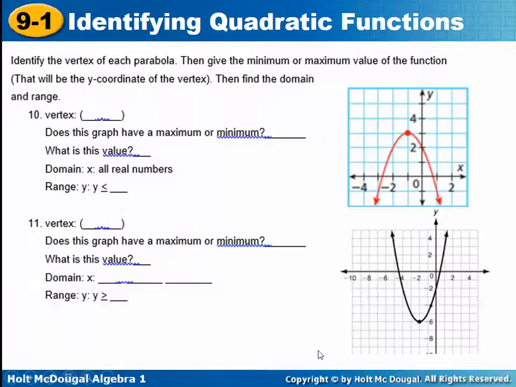So the domain is what can the possible x values be, and the range is given what your x value can be, which is anything, then what are the possible y values that you get.